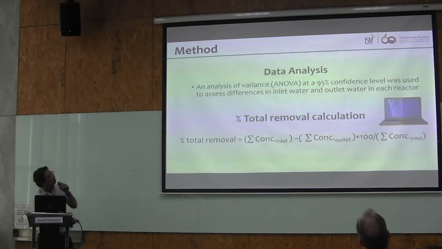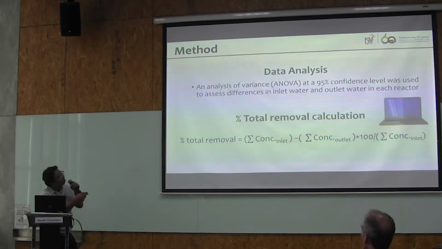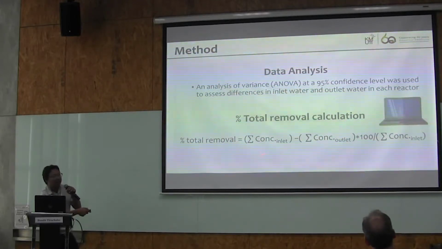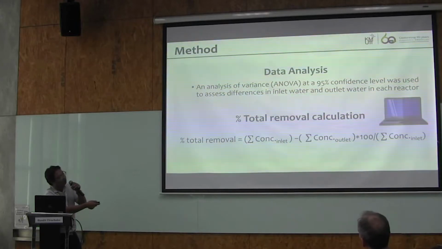For data analysis, we used analysis of variance on the parameters in the water. We compared the inlet and outlet water in this reactor, and we calculated the percent total removal from this equation. It's a simple equation: total removal is the concentration of inlet water minus the concentration of outlet water.